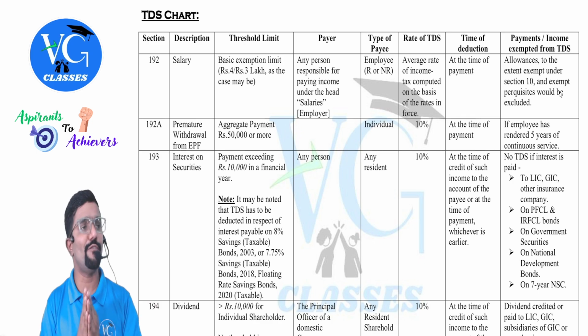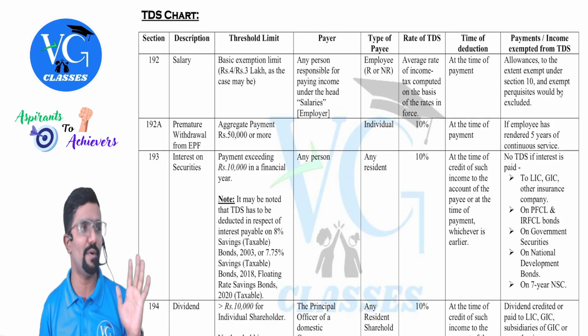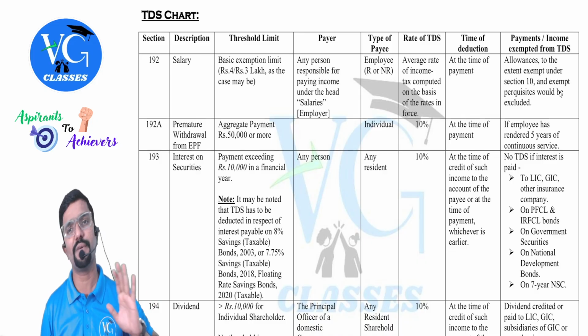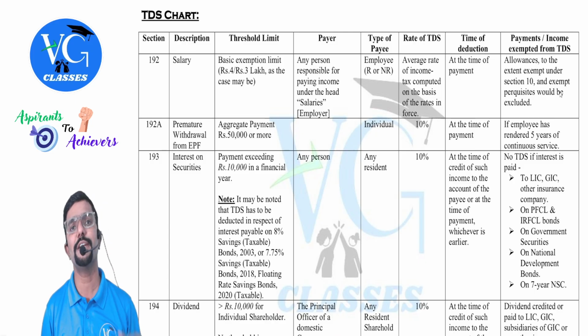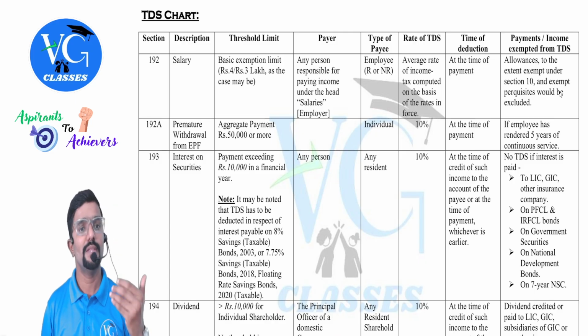First, I will just explain the format. Please listen. See, various columns are there. First, section. Try to remember the section number. Important, guys. There are a number of sections, but you can remember them. Wherever possible, I will also give the shortcut. Don't worry, but please try to remember the sections. Then description means what is the nature of payment covered.